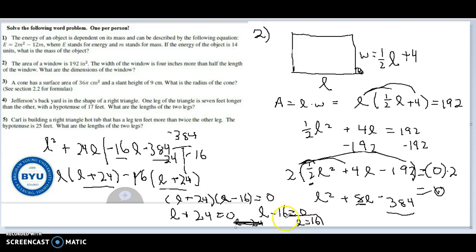16 does make sense. And so we know that our rectangle has a length of 16 and a width of 1/2 times 16 plus 4, which is 8 plus 4, which is 12. So our rectangle is 16 inches long and 12 inches wide. All right, hopefully that helps.